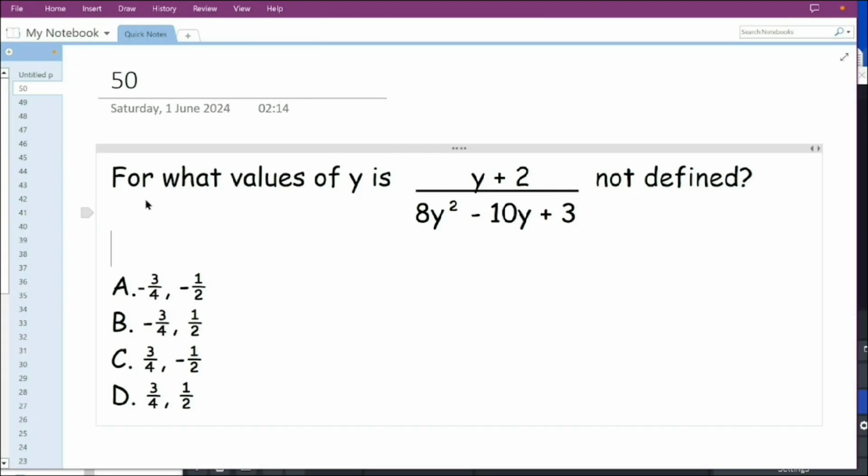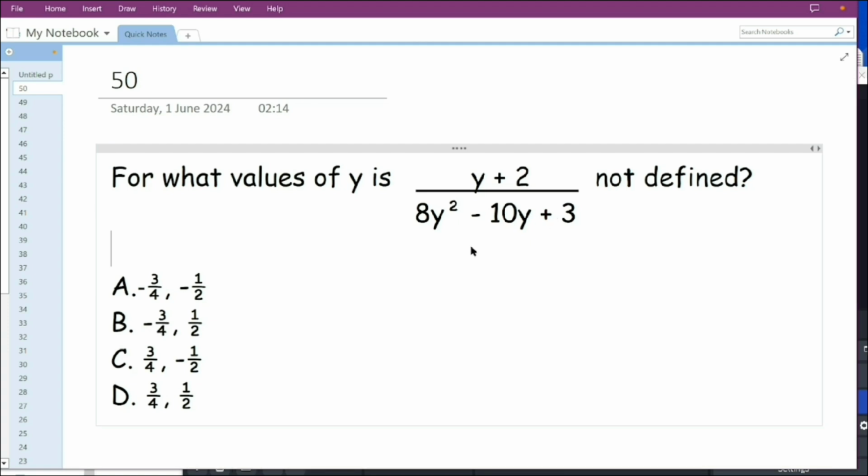Question 50. For what values of y is (y + 2)/(8y² − 10y + 3) not defined? This is a straight question, and what we're really concerned about is the denominator, which is 8y² − 10y + 3. We have to factorize, then equate to 0, then get the values for our y.